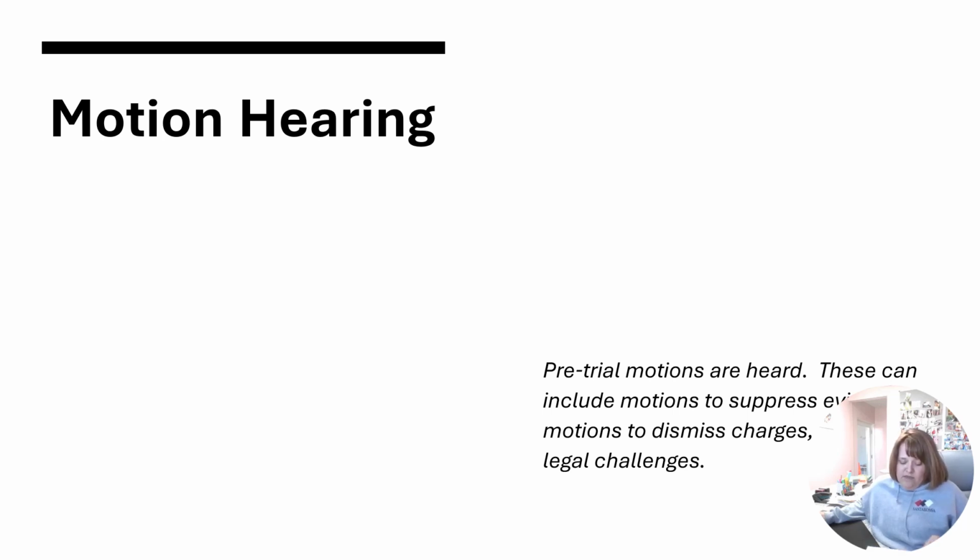Trial. If the case proceeds to trial, a jury hears evidence and determines guilt or innocence. The prosecution must prove Lieutenant Thompson's guilt beyond a reasonable doubt. The defense presents its case, challenging the prosecution's evidence and presenting its own. If found guilty, sentencing follows.